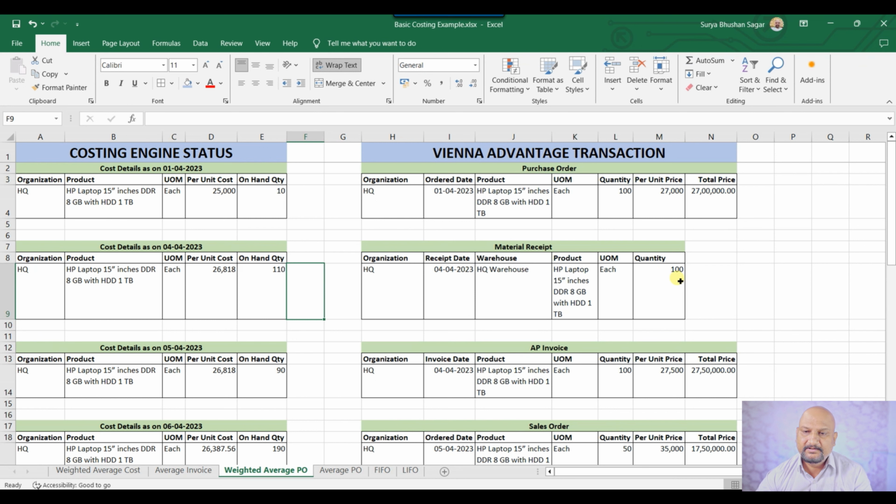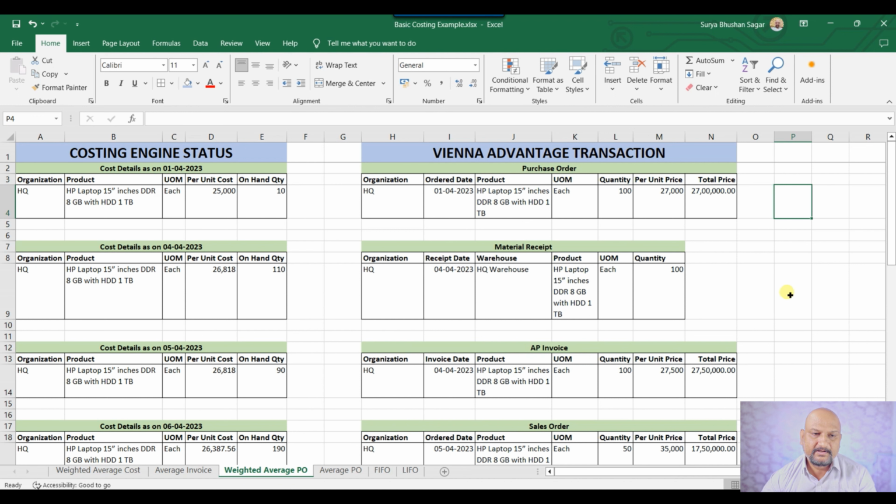Here again, I have taken one of the examples in my Excel. I'm assuming that you would create a product category, and that product category will link the costing level as organization and costing method as weighted average PO. Thereafter, you will create a new product and assign this product to that product category to verify this particular case.